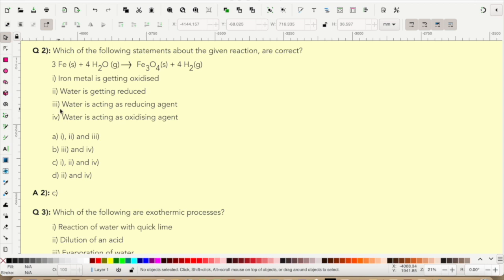Third statement is water is acting as reducing agent. Let us see. H2O is losing oxygen to form H2. So it works as an oxidizing agent for iron. So the third statement is wrong. Fourth statement is water is acting as oxidizing agent. That is correct. So the correct statements are first, second and fourth. And option C, which says first, second and fourth are correct statements, is the right choice.